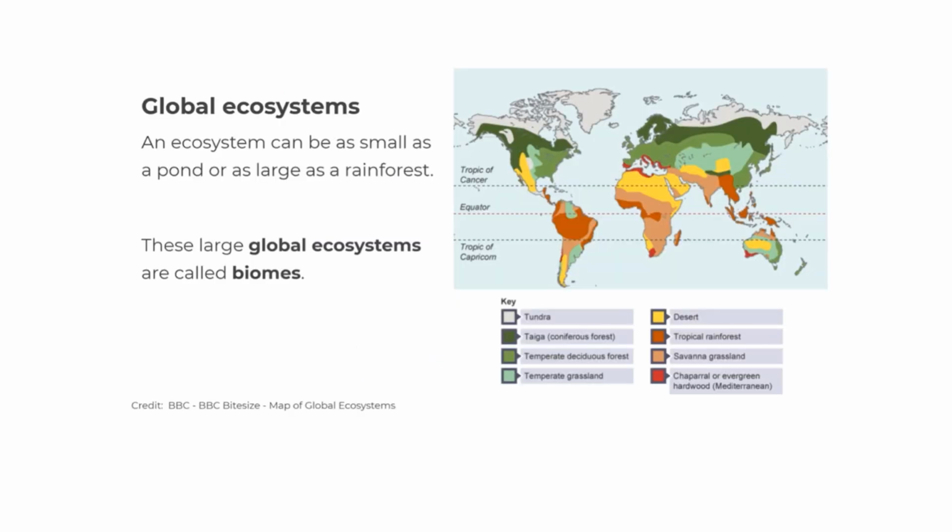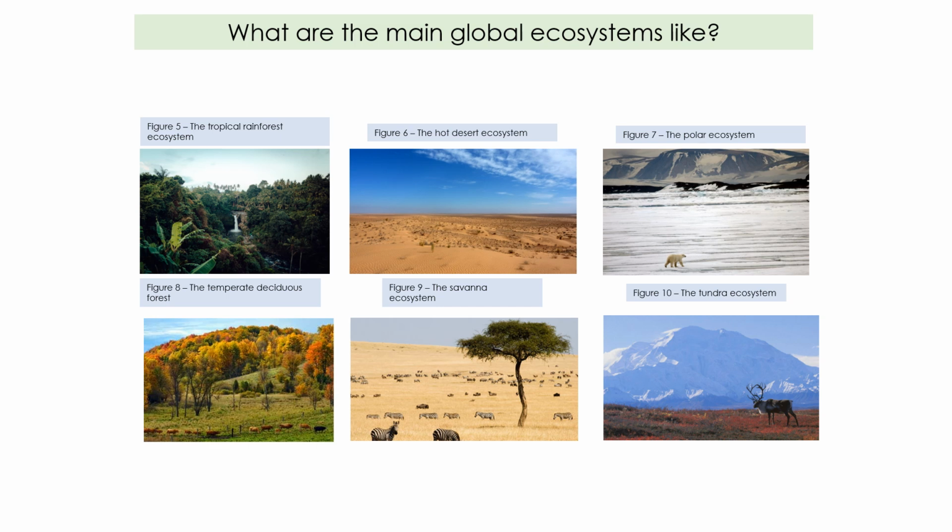So we've got global ecosystems. This is just a quick overview of the 6 main ecosystems on Earth. We've got tropical rainforests found along the equator. Climate is very hot, very wet, high biodiversity. We've got hot deserts, which are found on the Tropic of Cancer and Capricorn. High temperatures during the day, low temperatures at night, low rainfall, low biodiversity.